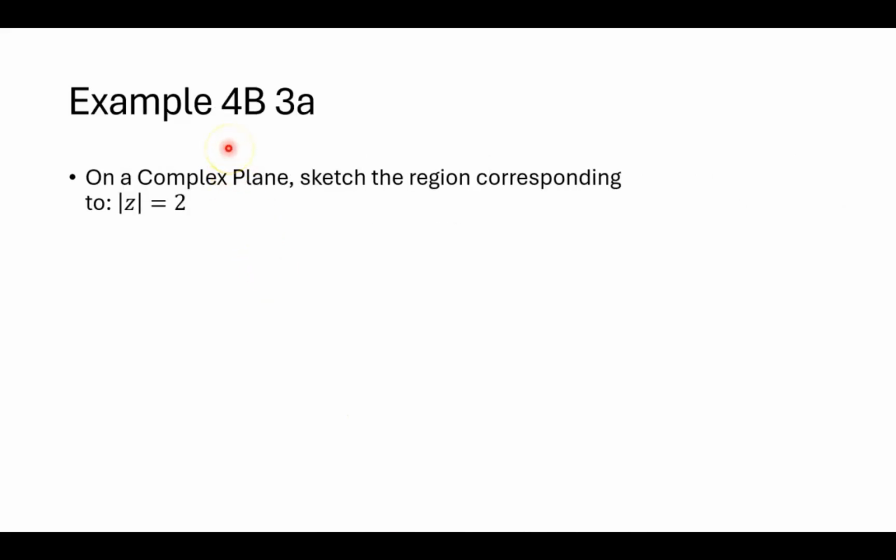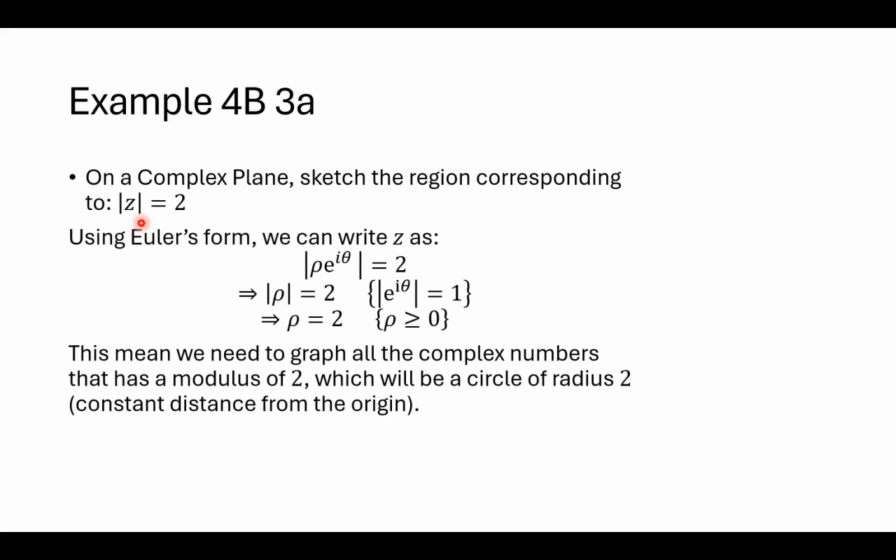Immediately following this important property, we'll do an example. This is from chapter 4B, question 3 in the book. The question is: on a complex plane, sketch the region corresponding to the modulus of z equals 2. Firstly, we'll use Euler's form. We can write z as rho times e to the power of i theta. Its magnitude is equal to 2. We can now separate this product. The modulus of a product is the product of the moduli. We can omit the complex exponential, because its modulus will always be 1, and multiplying by 1 doesn't do anything. You now just have the modulus of rho equals 2.